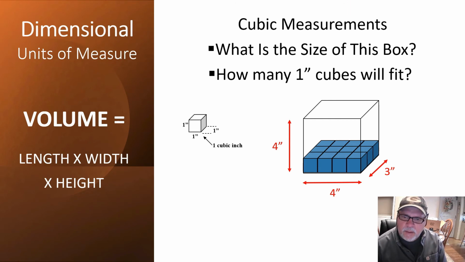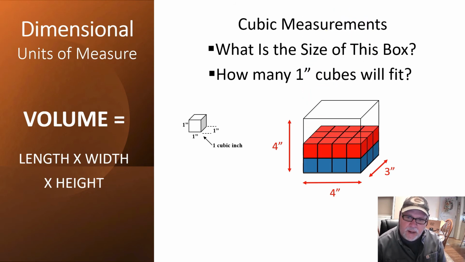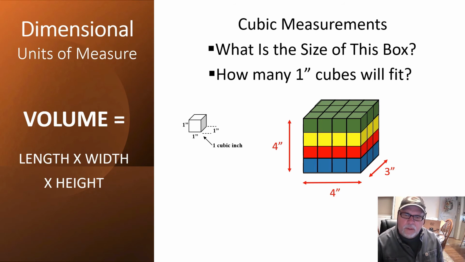That's how many? 12 square inches right there. 12. But we're not finished, because it's got height to it. 4 inches. So we've got to make it 4 rows high. So that's 2. That's 3. That's 4. And each one of those rows had 12 on it. Multiply that times 4.